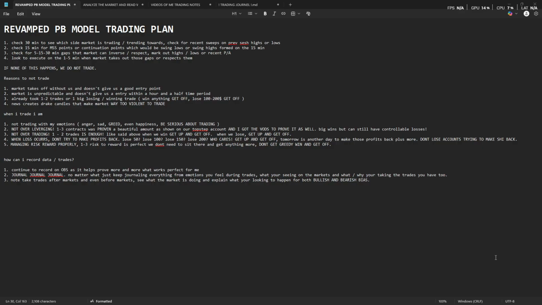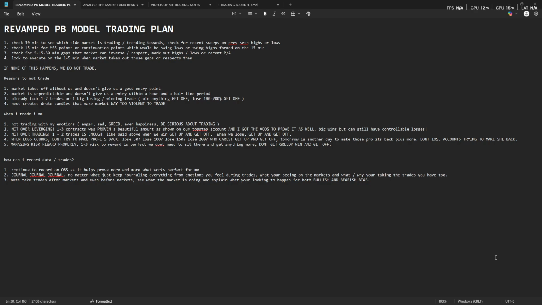And then from there, once I identify what got swept overnight going into New York session, I want to check the 15-minute for market structure points or continuation points. Now, it could be swing highs or swing lows that get formed on the 15 to 30 minute. And basically what that means is after I see that sweep, I want to see what's the most recent swing high, what's the most recent swing low, which way is price trending towards, and what is a good point to declare market structure shift.